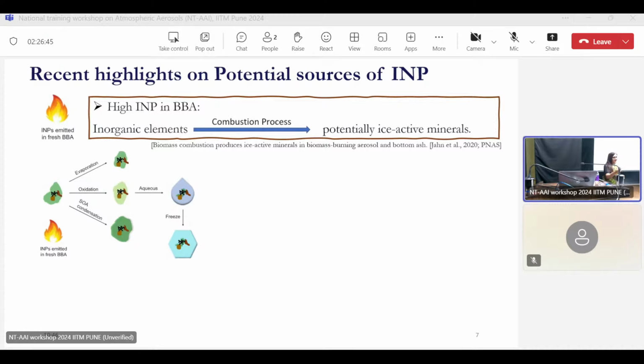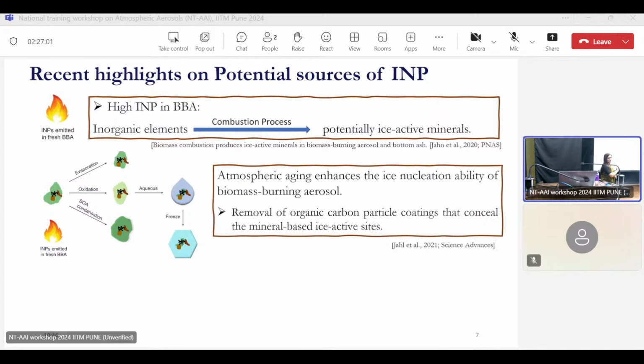Second thing is, again, the secondary. Once the fresh biomass burning aerosols are emitted from the biomass burning episodes, there can be evaporation, oxidation, condensation, and then the aqueous phase, and then the freezing. So again, this is a new finding: atmospheric aging enhances the ice nucleation ability of biomass burning aerosol by removing the organic carbon particle coatings that conceal the mineral-based ice active sites. So when the emitted biomass burning aerosols age, they become more ice active.